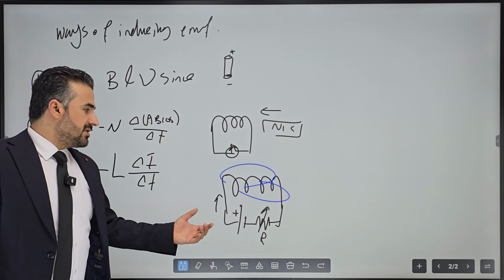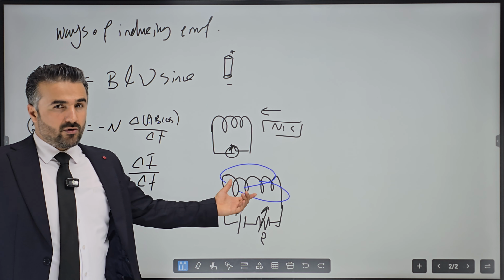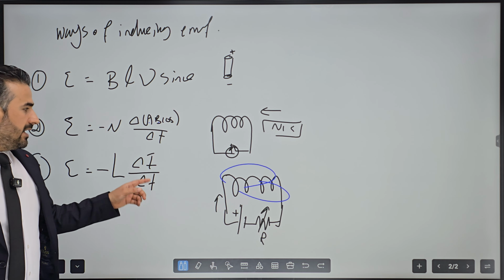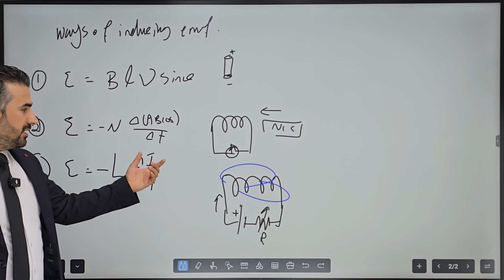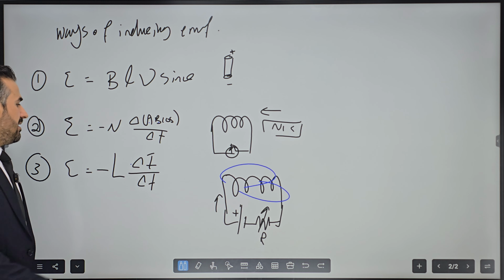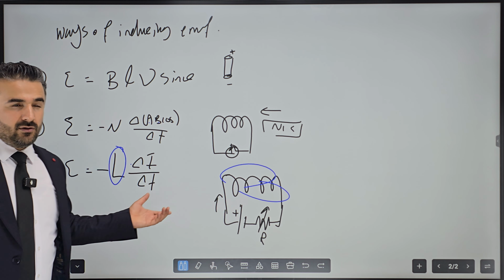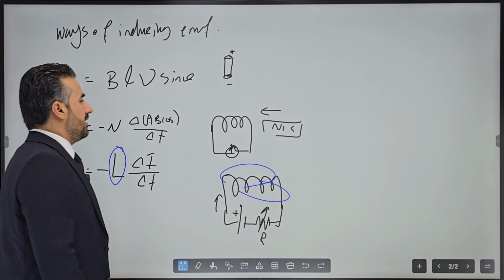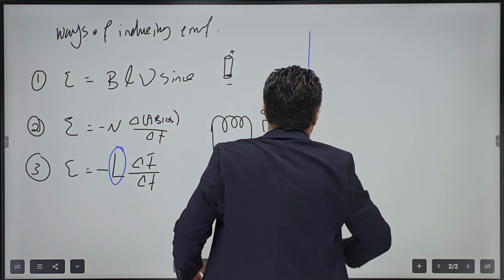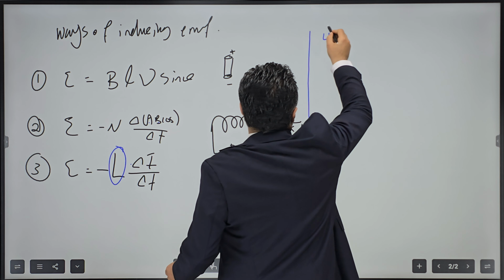When do we use this? Once again, this is also one coil. If the current increases or decreases, and the coefficient of self-induction is given or required, we use this. That was the third method. What about the fourth method? The fourth method was for a generator.